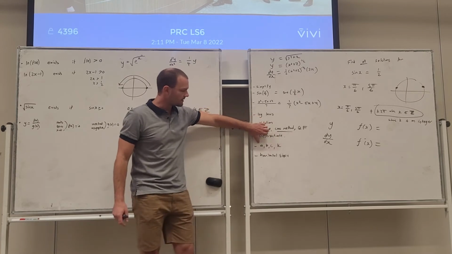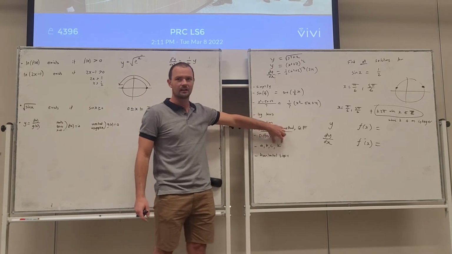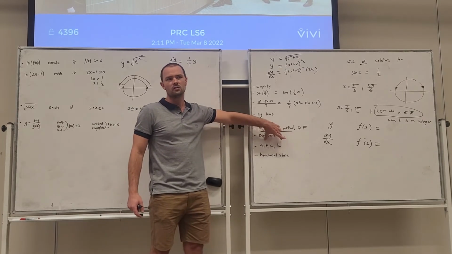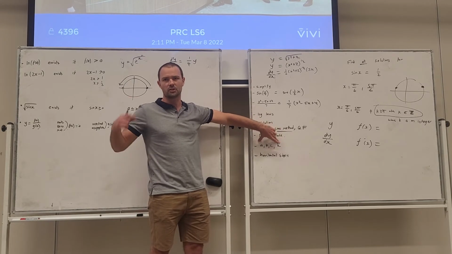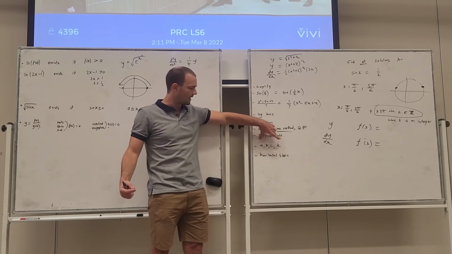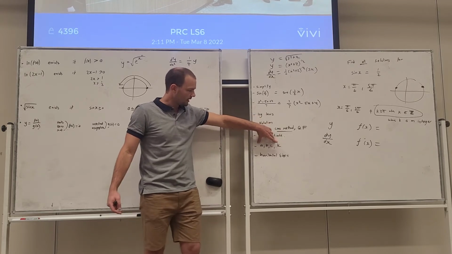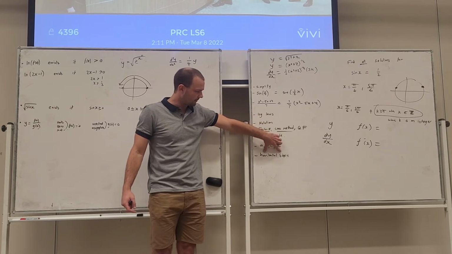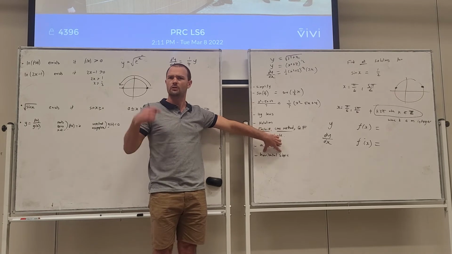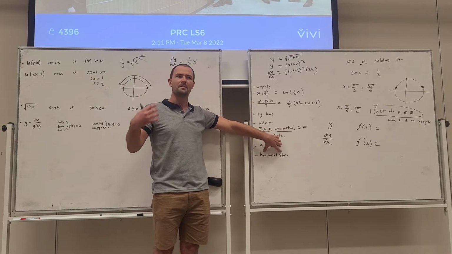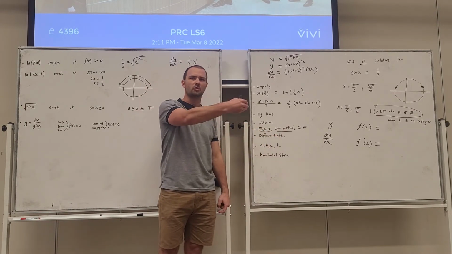When we're confronted with A, B, C, K, don't be alarmed. They're just numbers and just treat them as numbers. And then the last one where it says horizontal slope. Horizontal slope occurs when the derivative is 0.